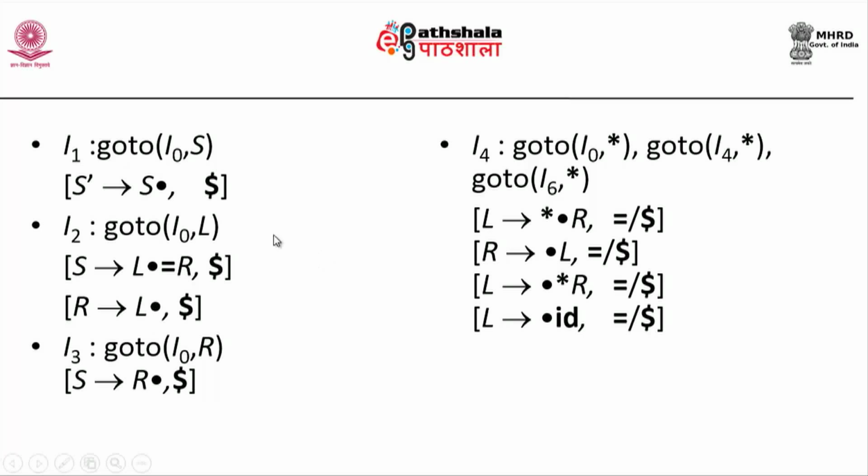So I have I naught comma L, I shifted the dot by one position to the right and again one position to the right. This will be the same. So when I am doing a go to, the second component, the look ahead component, remains as it is. But when I am computing closure, I should look at first of beta A, and that should be added along with this. So I naught comma star, I4 comma star and I6 comma star are basically added. That will result in a combination set. So this is a combined set.